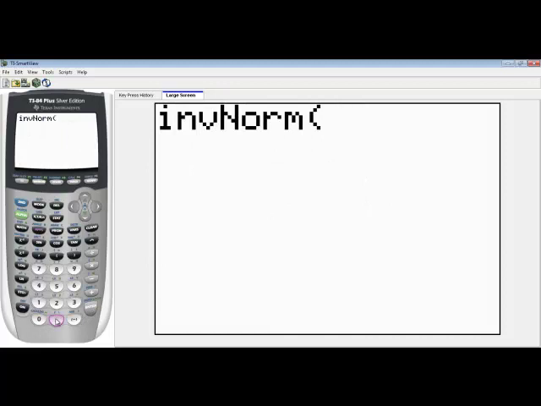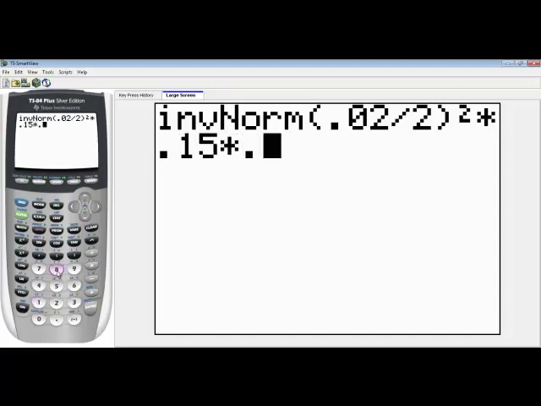I need 0.02 divided by 2. Close the parentheses. This is where the second power goes, so I'm going to use the x squared button over here. That's where the second power goes in this formula. And then I need to multiply by 0.15 and 0.85. You can use parentheses for multiplication like I did in the slide, or I like to just use the times button so that I don't get the parentheses mixed up with other things. So times 0.15 times 0.85, and then I'm going to divide by 0.025 squared.